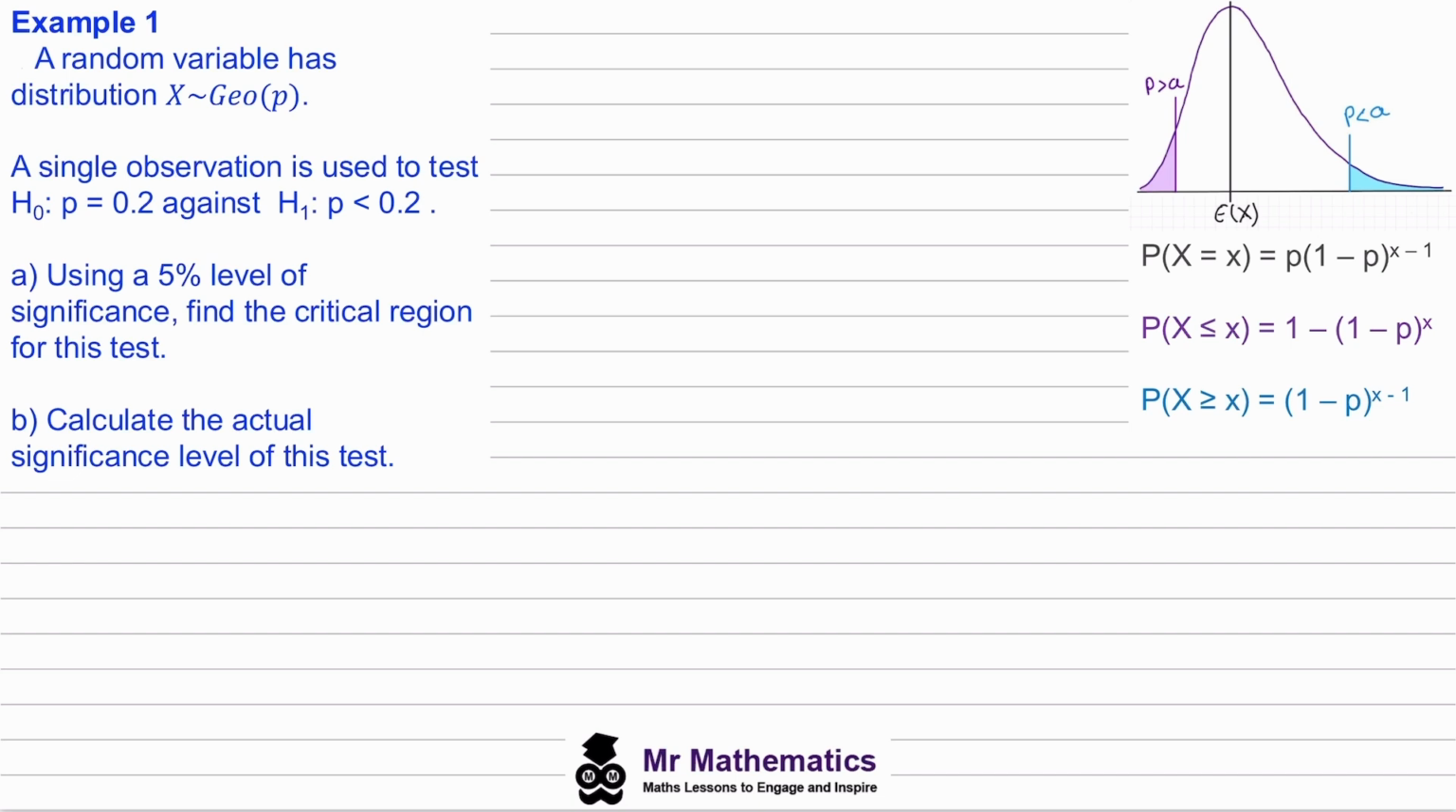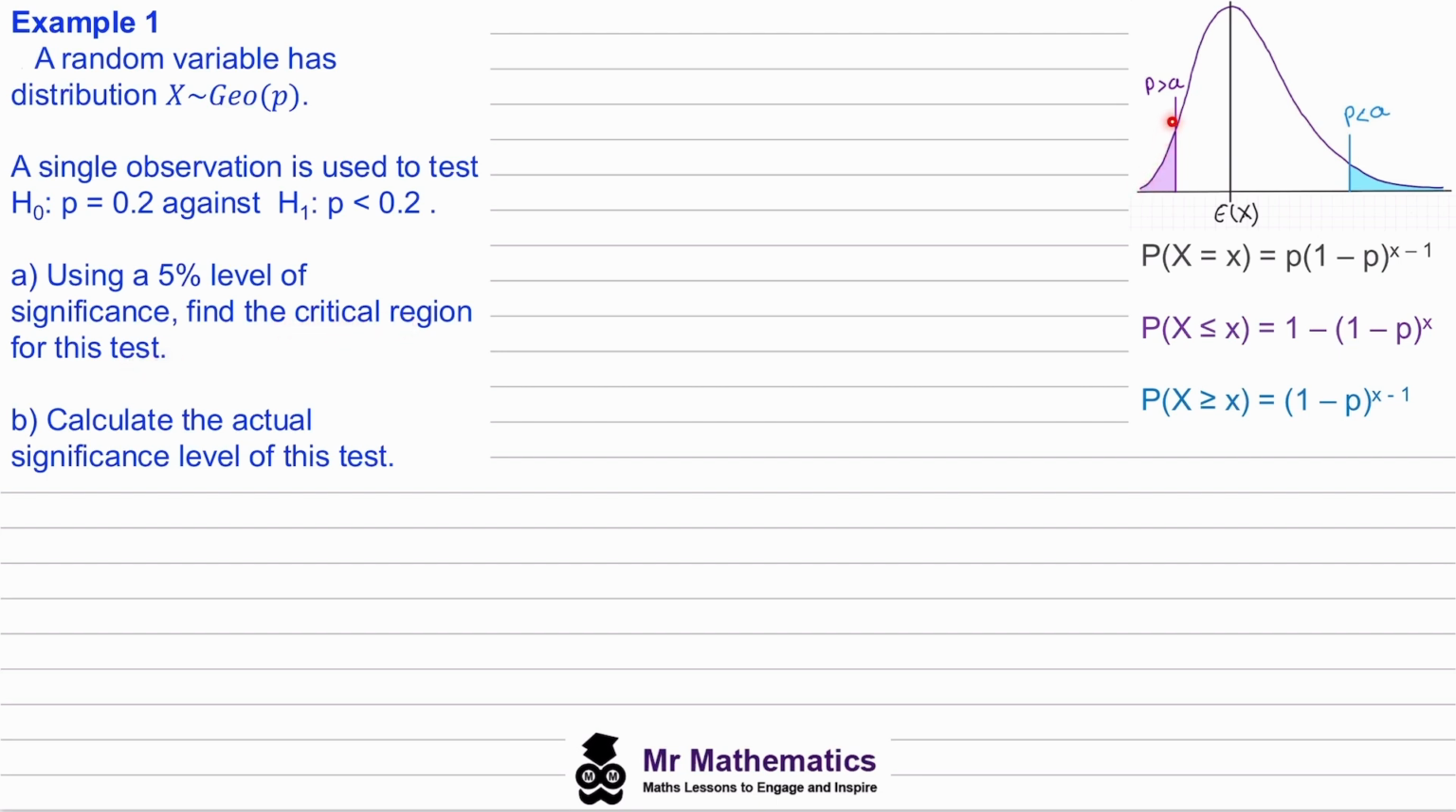So in example 1, we're told that a random variable has this distribution, geometric distribution, and a single observation is used to test that our null hypothesis is that p equals 0.2 against the alternate hypothesis that p is less than 0.2. We've been asked to use a 5% level of significance to find the critical region for this test.